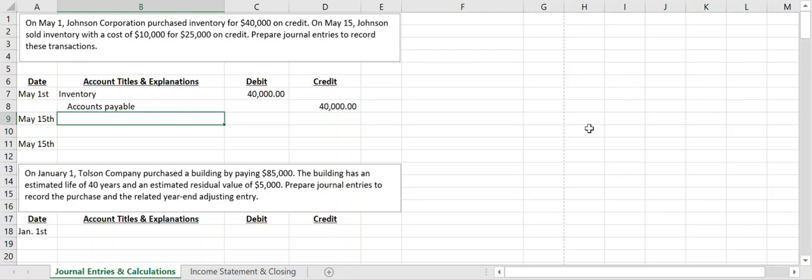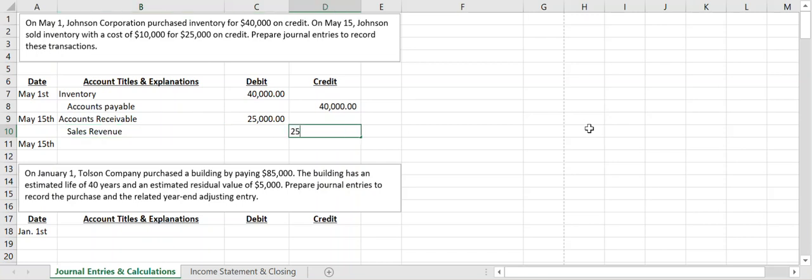They said that we sold it to our customer on credit, so that means we have not received the money yet. It is a receivable to us in the amount of $25,000. And we have earned that $25,000, and therefore we have generated revenue for our business of $25,000.